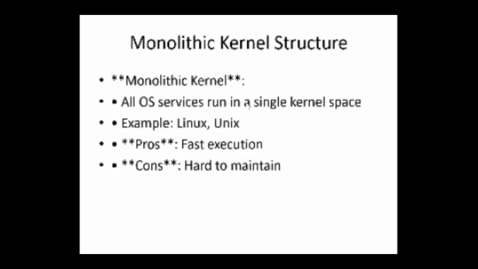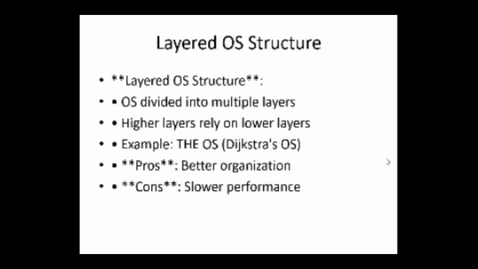Next, monolithic kernel structure. In the monolithic kernel, all OS services run in a single kernel space. Example, Linux, Unix. Its advantage is faster execution. Its disadvantage is that it is hard to maintain. All the services will be in a single block in the kernel space, so the execution will be faster, but its maintenance is very tough, as all the services are in a single block.